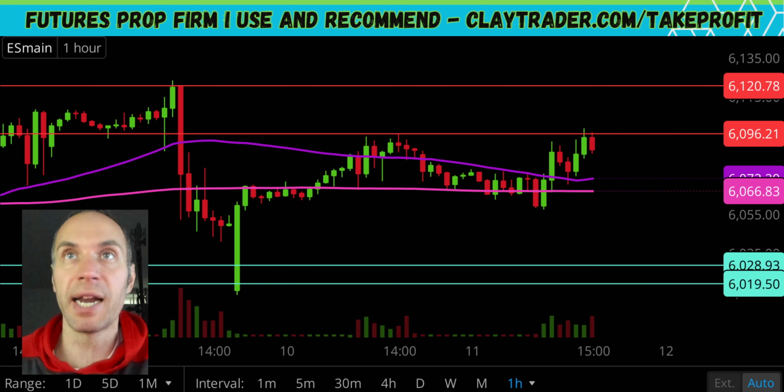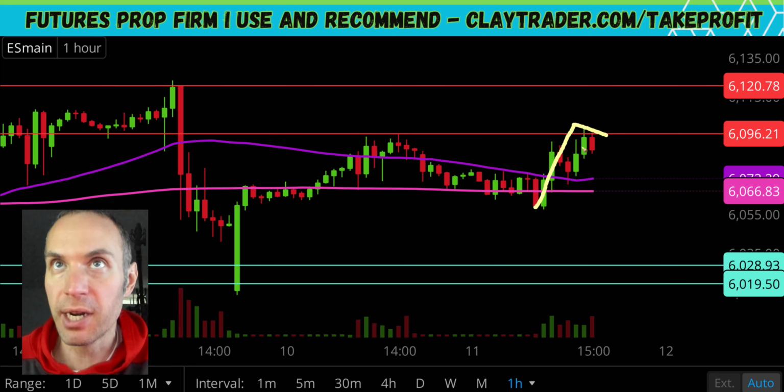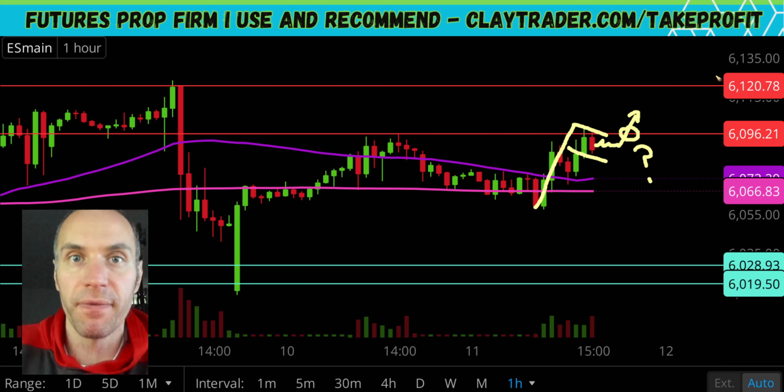But definitely the key dynamic right now is you have this move up. You're getting a little bit of a consolidation. So does this consolidation lead to a break of this initial area of resistance? We'll see what the next session has to offer.